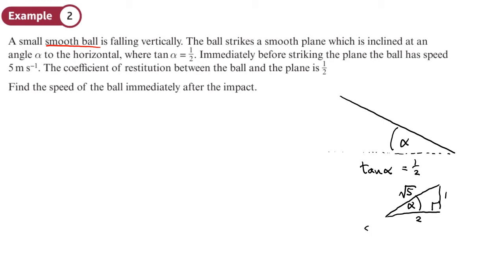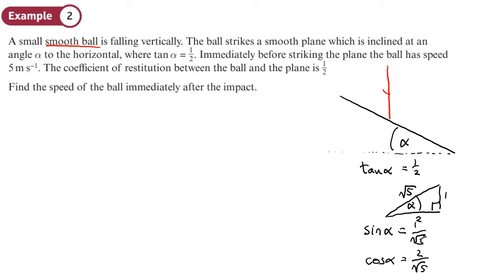So then I can write down straight away sine alpha equals 1 over √5, and cos alpha is going to be 2 over √5. So I will do those things straight away. Now the ball is falling down like this.